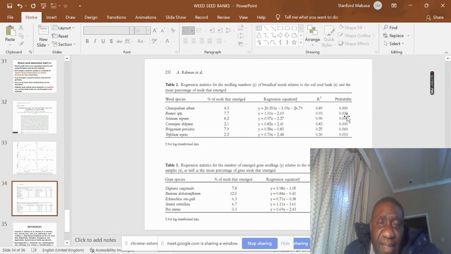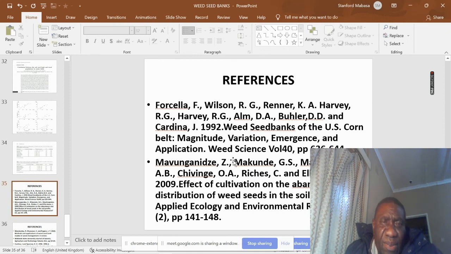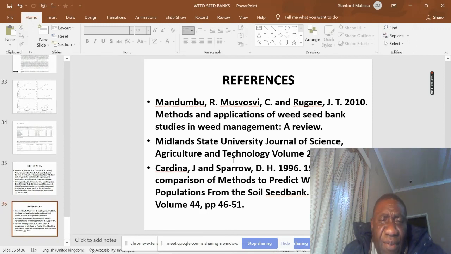And also, this is the stuff from that paper showing linear regressions, showing that there's a relationship between weed seeds in the soil and those weed seedlings that emerge. So these are some of the references which you may have to read concerning weed seed banks. So we have several reference materials which you may have a look at.